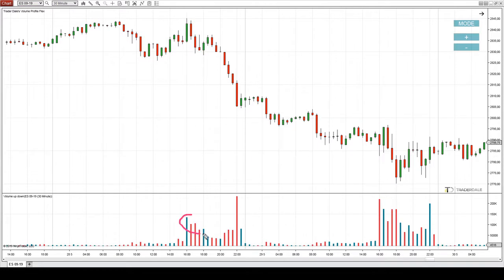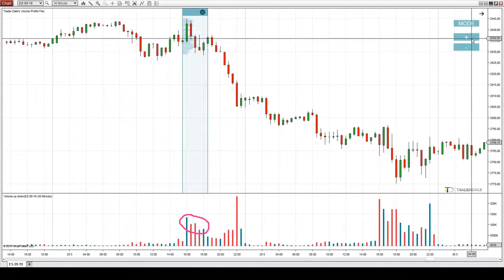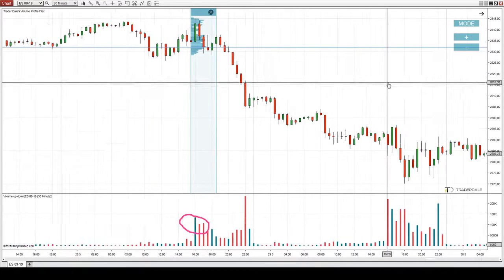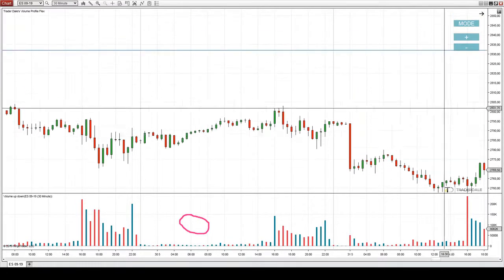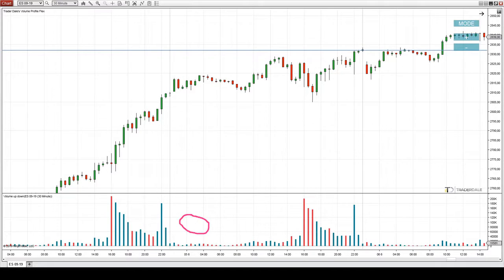In here, there is a significant volume spike right there. Volumes are heaviest in here. So let's have a look at how the price reacted to the level. Right here. What was a reaction to it?